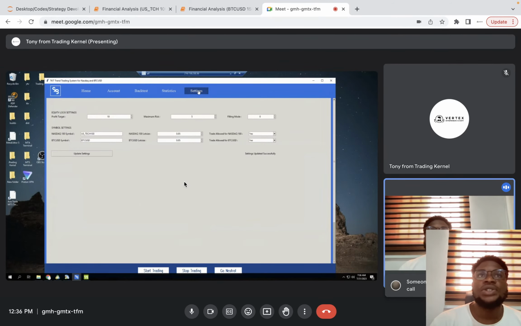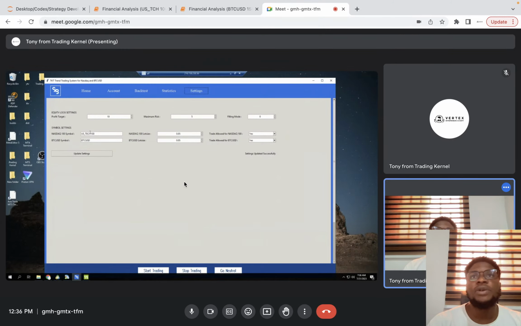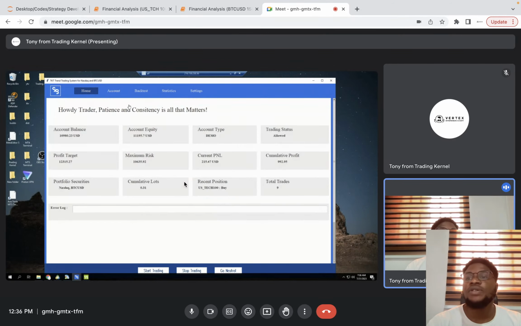This is also the settings section where you can add your profit targets, your maximum risk, and the filling mode. You can set the symbol for Nasdaq, in case your broker offers a different symbol, the symbol for BTC USD, the lot size for Nasdaq, and the lot size for BTC USD, and also whether trading is allowed for Nasdaq or for BTC USD. For us here, we are setting the filling mode to 0, and as you can see, we are currently trading.